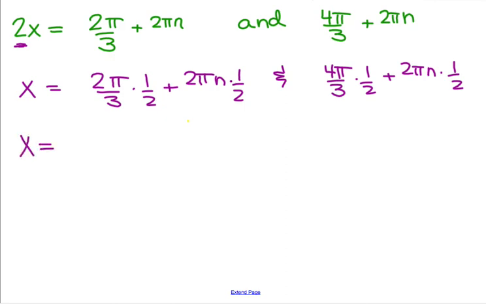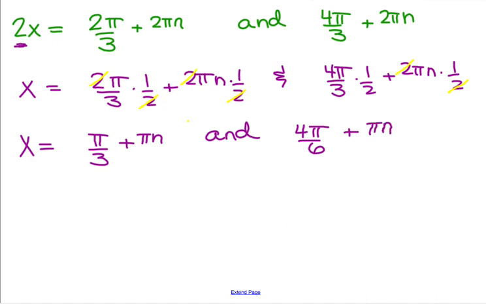All right, so let's see what we're left with. We divided everything by 2 or multiplied by 1/2. So we're going to multiply across our fractions. When we multiply across, you'll see some things cancel out. These two terms cancel out. These cancel out. These cancel out. All right, so now we'll simplify. We're going to get pi over 3 plus pi n and 4 pi over 6 plus pi n.